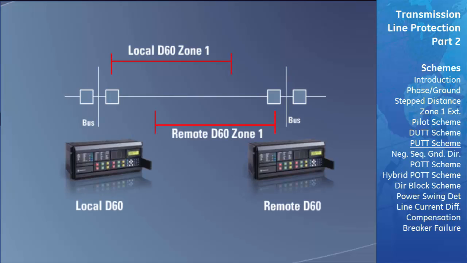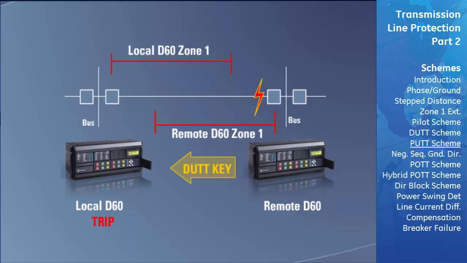In the PUTT scheme, the remote distance relay sends a PUTT key signal to the local relay whenever it detects that a fault exists within its underreaching Zone 1 area of protection. This is where the expression underreaching comes from in the term permissive underreaching transfer trip. The difference between the DTT scheme and the PUTT scheme is what the local relay does when it receives the key signal from the remote relay. In the DTT scheme, the local relay trips as soon as it receives the key signal.